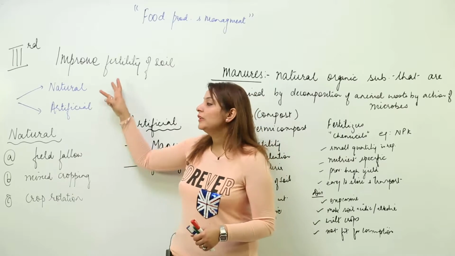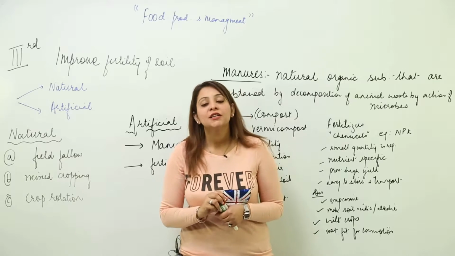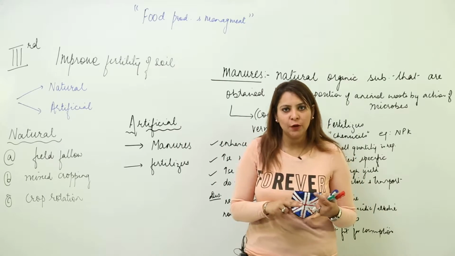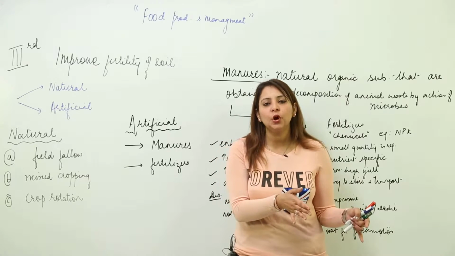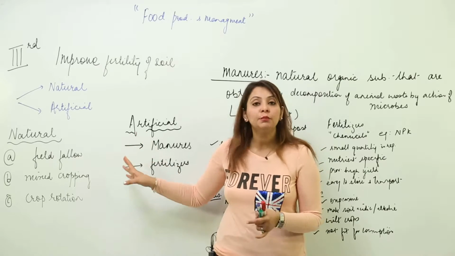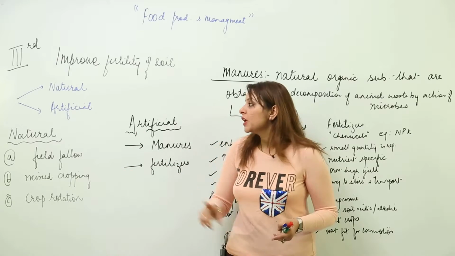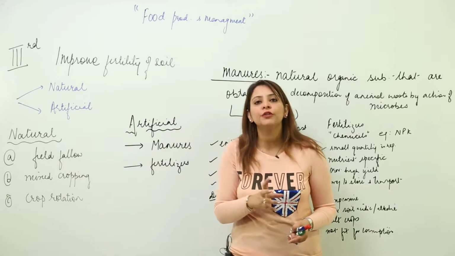Now we are going to do the third step, that is how we can improve the fertility of soil. So see, we have two kinds of methods by which we can improve the fertility. One is the natural methods which have been employed, and the other is the artificial method. First we are going to see the natural methods. This is a very important topic, listen to me carefully. So how naturally can we improve the soil fertility?